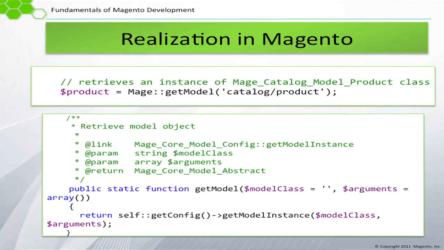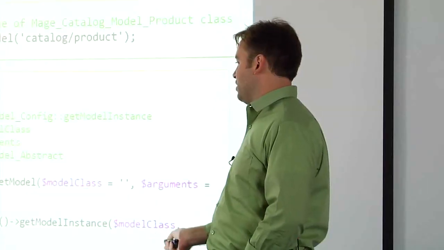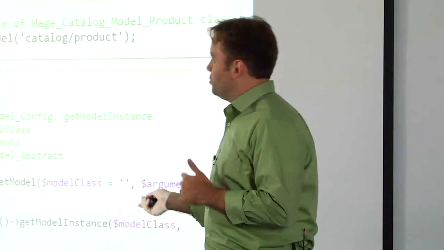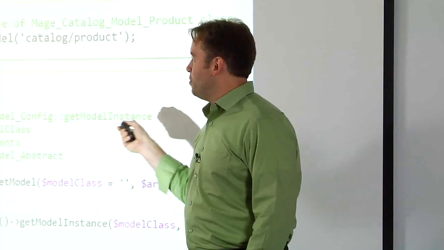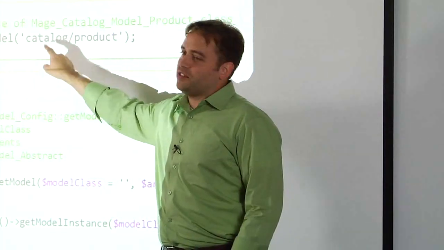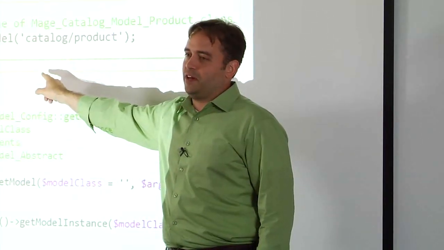Okay? So, if you want to leave, now's the time. There's no going back from here. Once you go down this road, you're going to start getting really excited. Mage catalog model product. This is what gets it. Here's that call to get model, and then eventually you have get config, get model instance, and so on. It goes through here. This is the important stuff to remember. This is configured. This is a configuration value, okay?